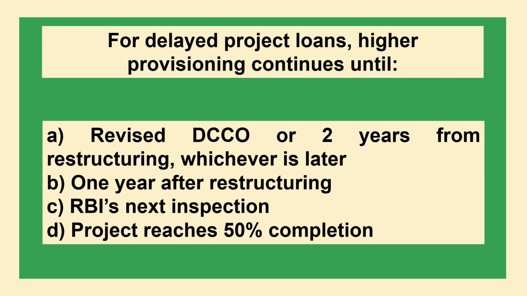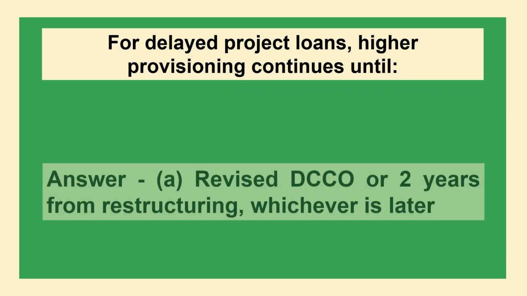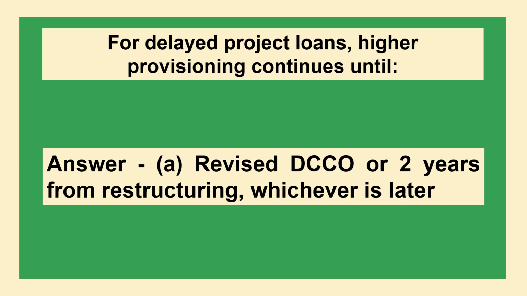For delayed project loans, higher provisioning continues until option A revised DCCO or 2 years from restructuring, whichever is later. Option B 1 year after restructuring. Option C RBI's next inspection. Option D project reaches 50% completion. The answer is option A revised DCCO or 2 years from restructuring, whichever is later.